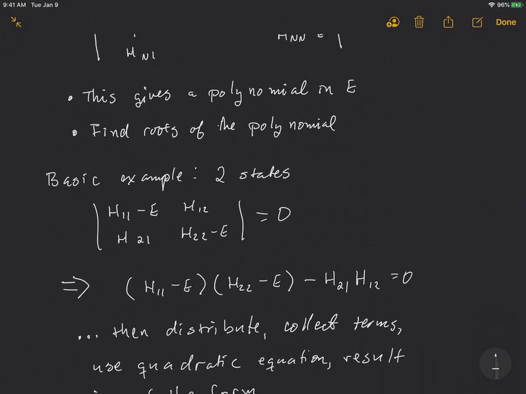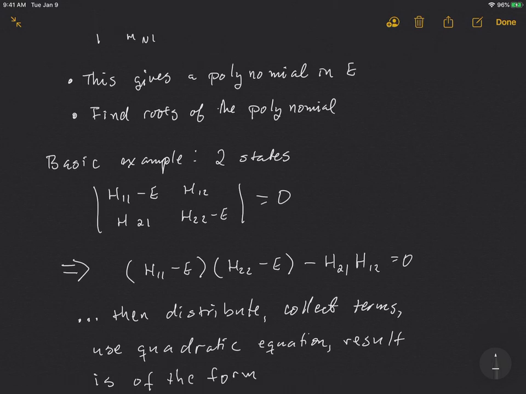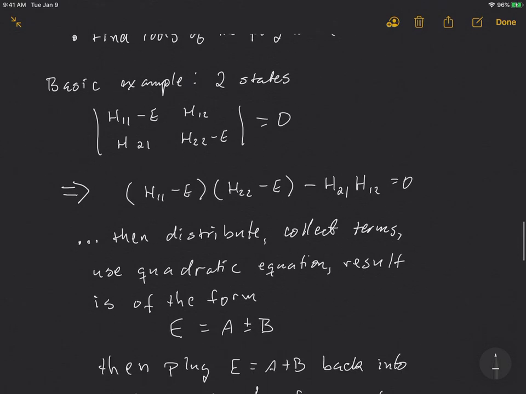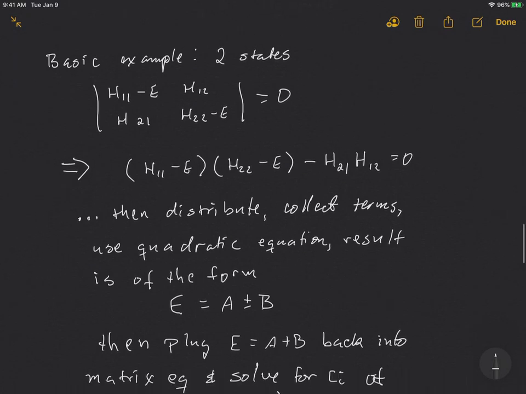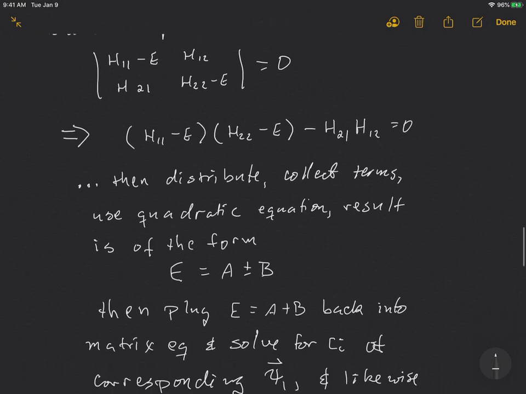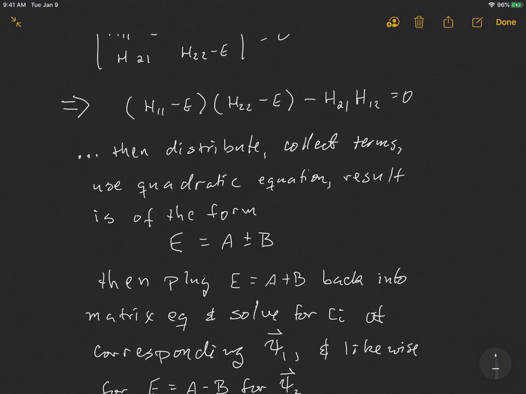We distribute, using the FOIL method. We collect the various terms in terms of the various powers of E, so there's going to be an E squared term, an E to the first power term, and then an E to the 0 power term, or just a constant term. And we plug those into the quadratic equation, and then we get a result. In this case, we're going to get 2 energies. It's going to be in the form E equals some number plus or minus some other number. And then, of course, we plug each of those in turn back into the matrix equation to solve for the individual linear coefficients to get what the eigenvectors are for the system.